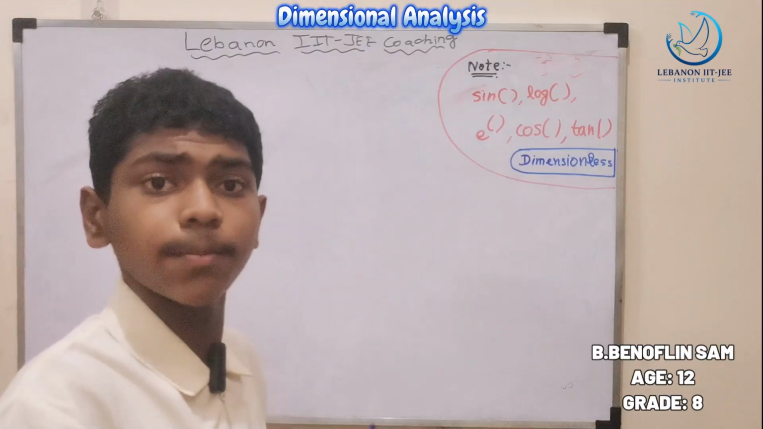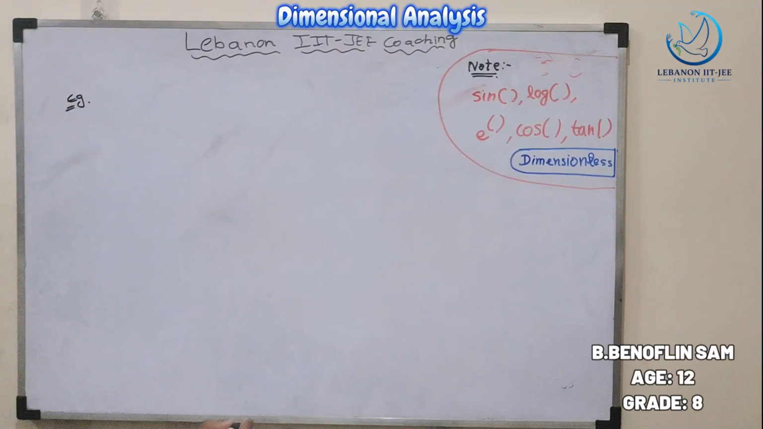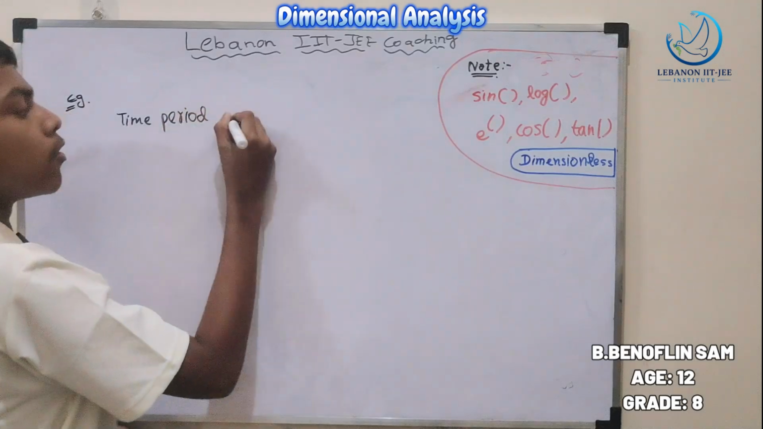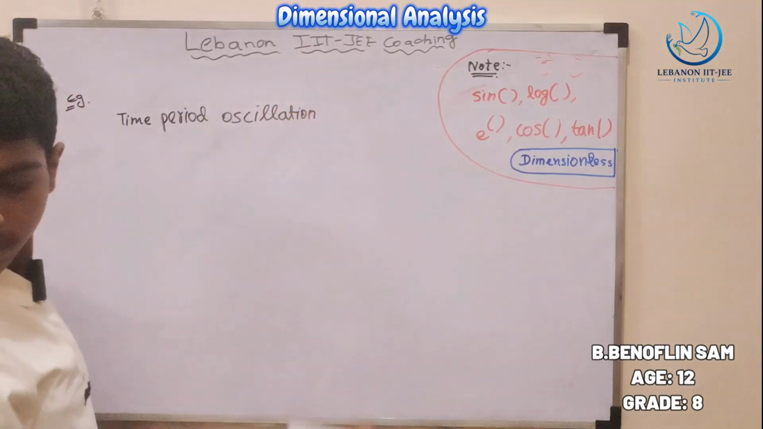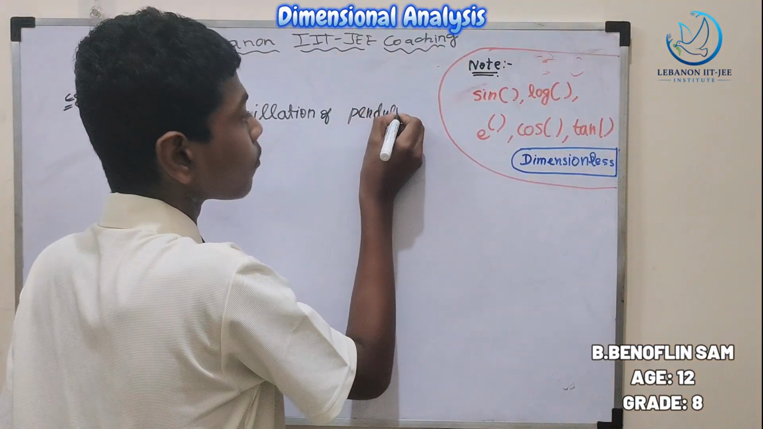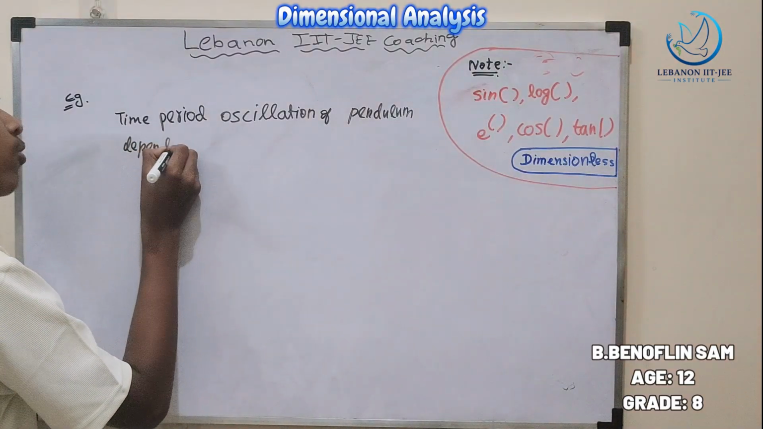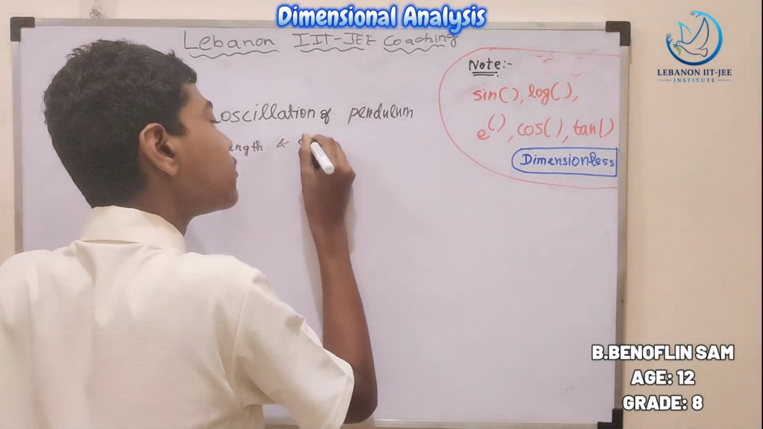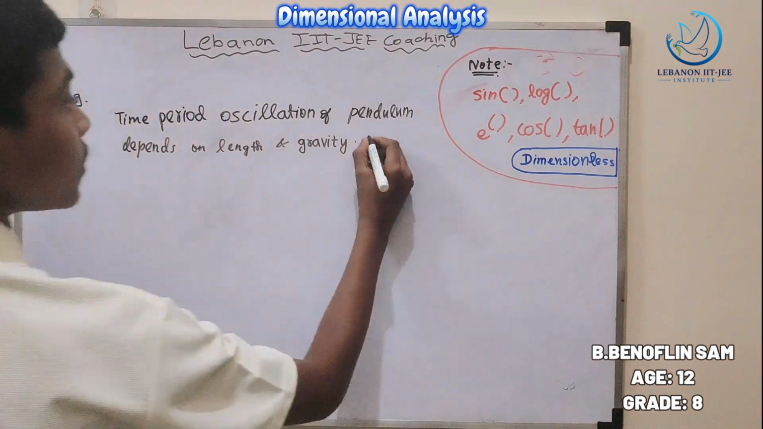I will directly give an example of what dimensional analysis is. For example, the time period of oscillation of a pendulum depends on length and gravity. So find the relationship.